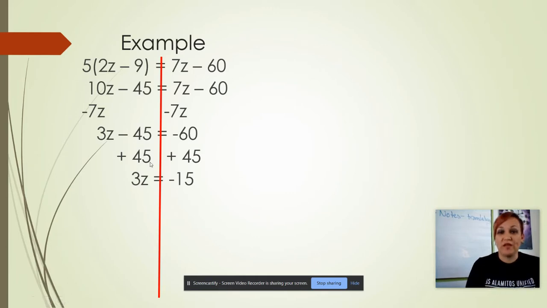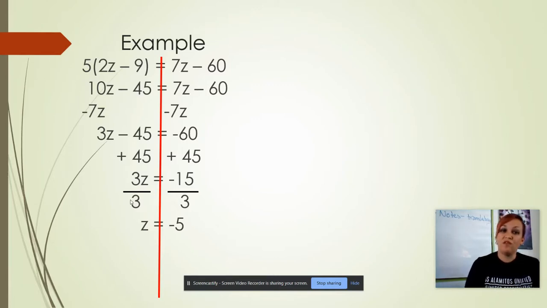The final thing that I need to get rid of so that the letter z is by itself is that number 3. Since the 3 is right next to the z, that means it's being multiplied. And so the inverse operation, the opposite, would be to divide by 3. 3 divided by 3 also cancels out, turns into an invisible 1. And I now think I have my final answer.